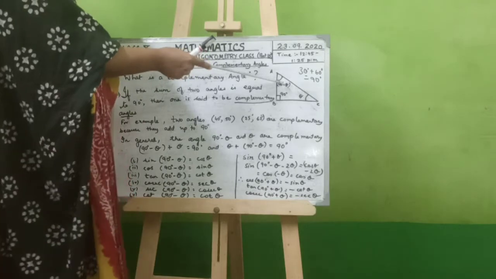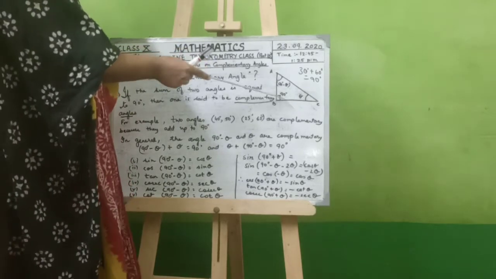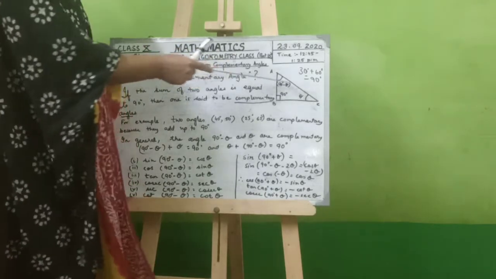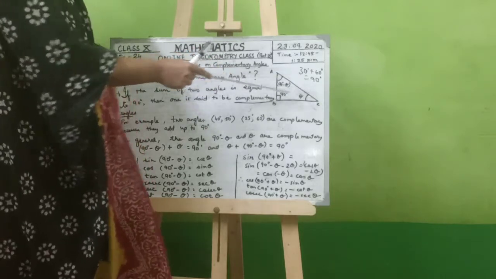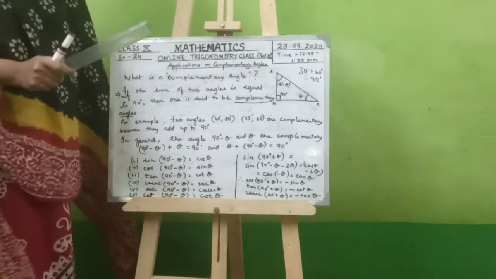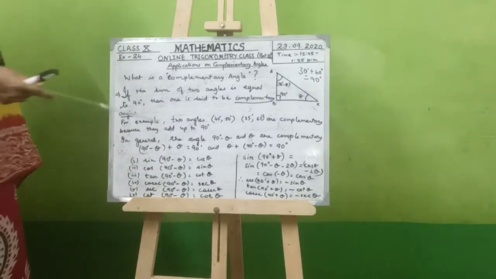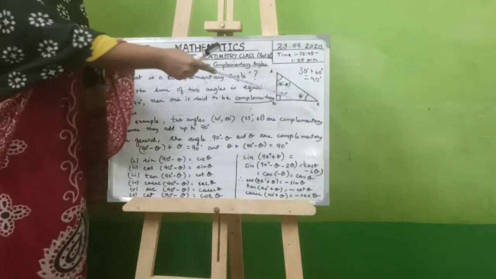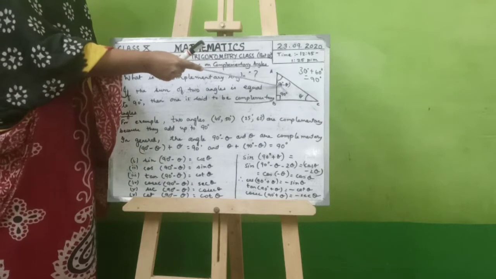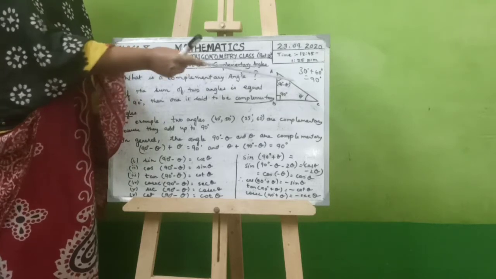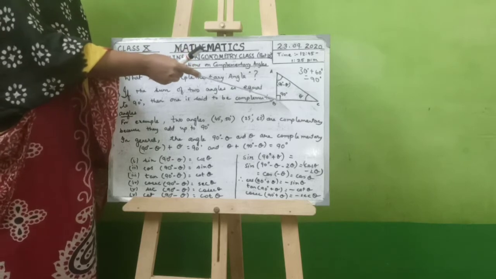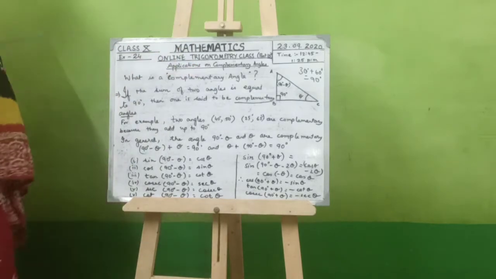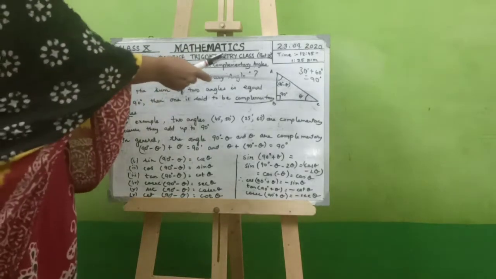So what will be this angle? We know if this is 90 degrees, the other two will add up to 90 degrees because the sum of three angles of a triangle is always 180 degrees. So if this is theta, this one will be 90 minus theta. So what will be the angles? One angle is 90 degrees, another angle will be theta, another angle will be 90 minus theta.